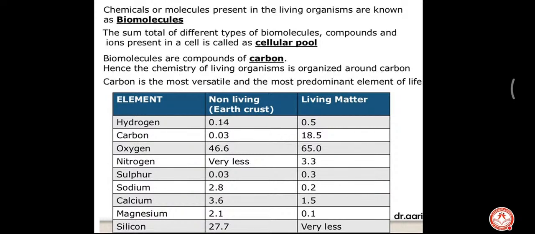All living organisms are made up of hydrocarbons, that is, carbon is a major element. And you also see here silicon in non-living matter or earth's crust it is 27.7%, while in living matter it is very less, or we can say negligibly small or absent.